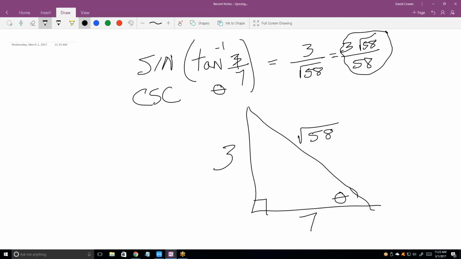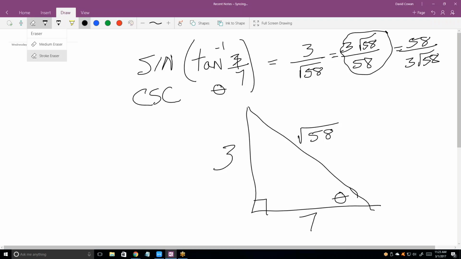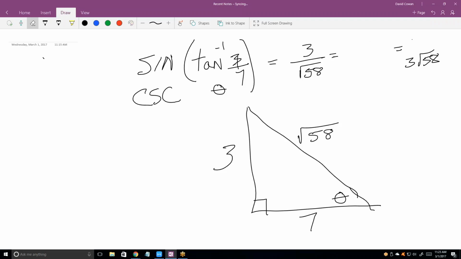But now if somebody says, what's the cosecant of theta? Well, now you got to reverse it again. You got to put 58 over 3 root 58, and then you got to rationalize that again. So when you rationalize early, you frequently just make extra work for yourself. So I love the philosophy of don't worry about rationalizing. Simplifying, different story, but that can't be simplified.